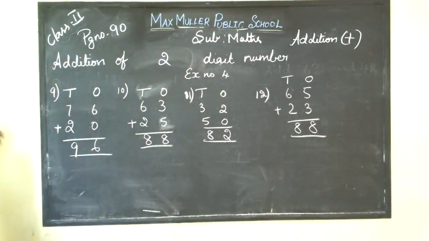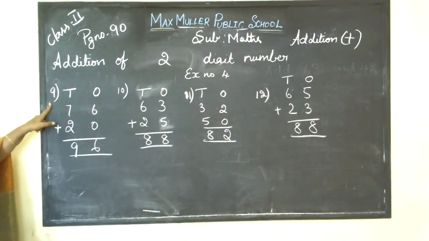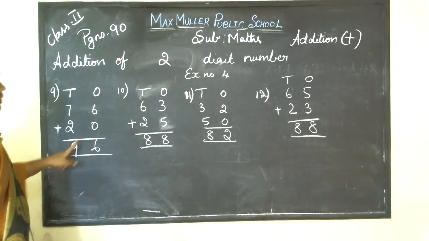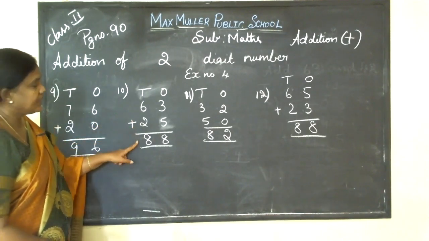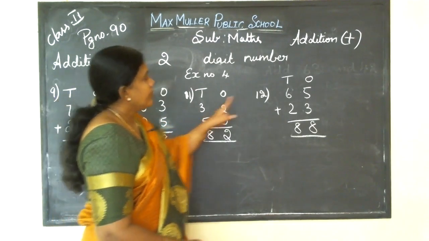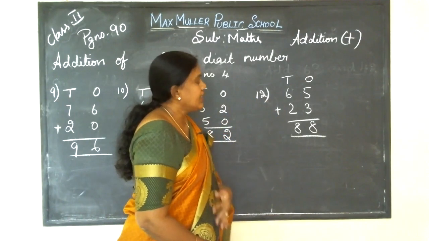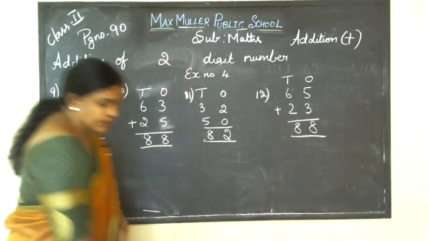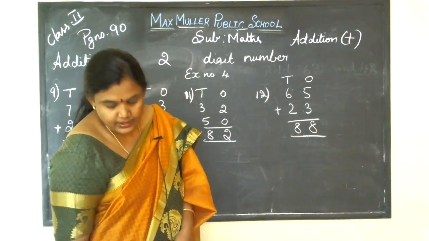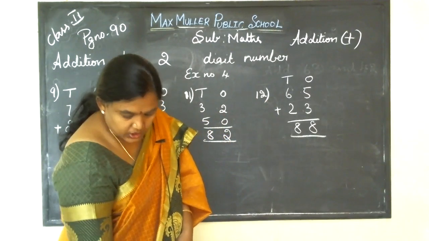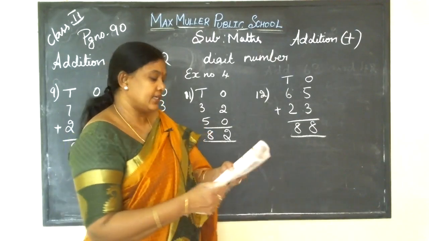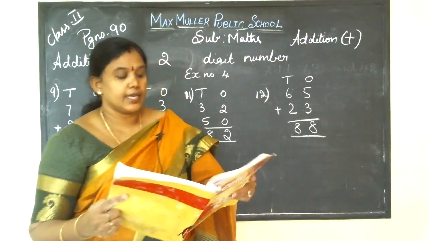Now check it, children. Once again I will repeat the sums. 9th one, 76 plus 20. 96 you will get the sum. 63 plus 25, 88. 11th one, 32 plus 50, 82. 12th one, 65 plus 23, 88. Now today we finished exercise number 3 and exercise number 4, no children. Next class I will do exercise 5. For that also you want to use rough note only. Here no place to write. Only the answer you want to write in the textbook. Understood, children? Now close your textbooks.